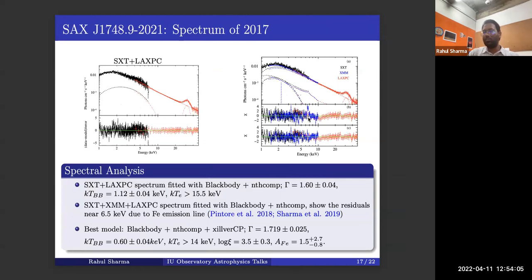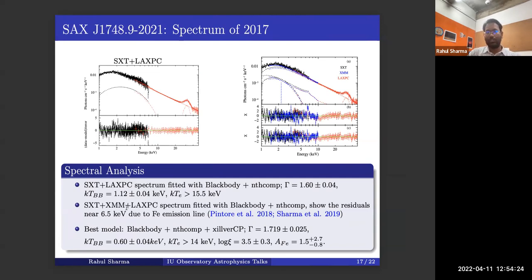So if we include the XMM-Newton spectrum, we can clearly see there is an emission line, because XMM-Newton has a very good spectral resolution. So we can detect a very narrow emission line, which is coming from the disk because of the reprocessing of the emission from the disk.